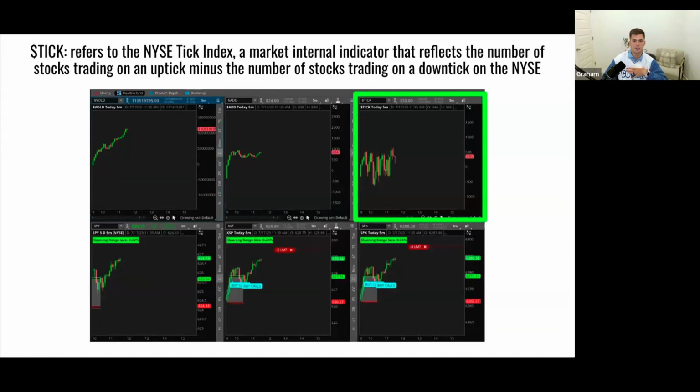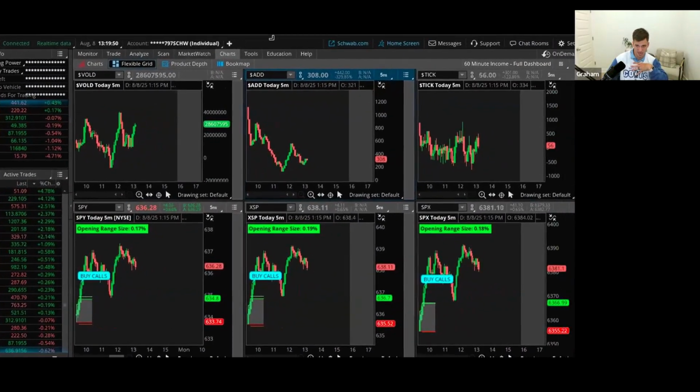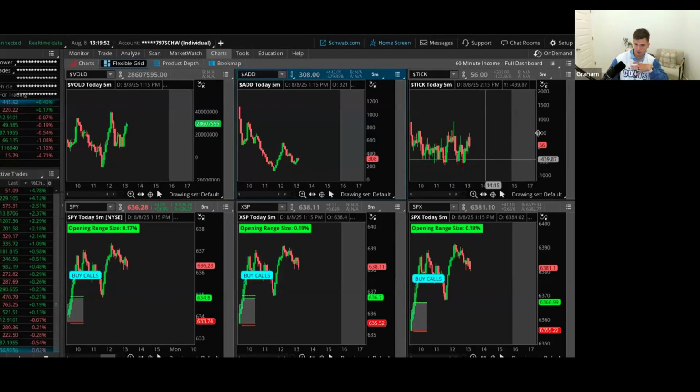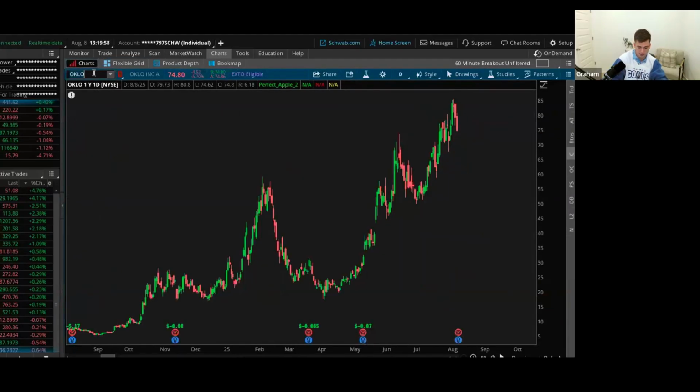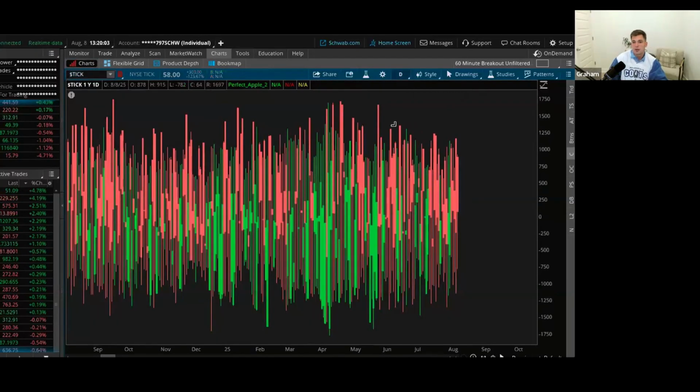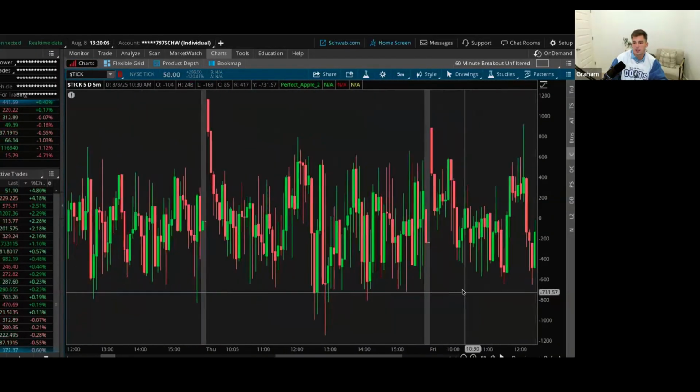All right. And then this last one is just the tick, the New York Stock Exchange tick index. It tells us the number of stocks trading on an uptick minus the number of stocks trading on a downtick at that period of time. For me, this is just a good one. You can sometimes catch a trend here, but for the most part, if I'm looking at this, and let me just make it bigger, it'll be easier to see. You just get a good idea.